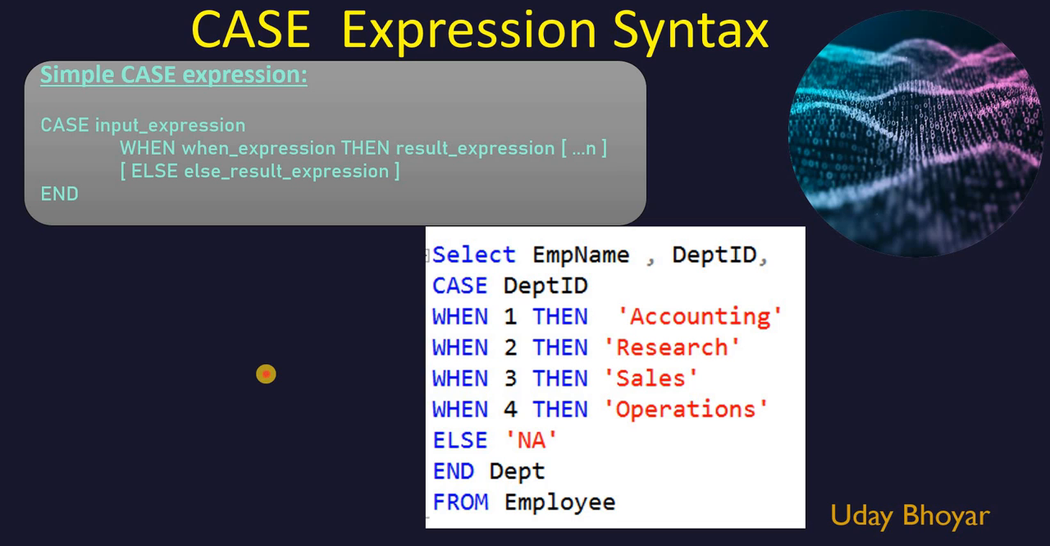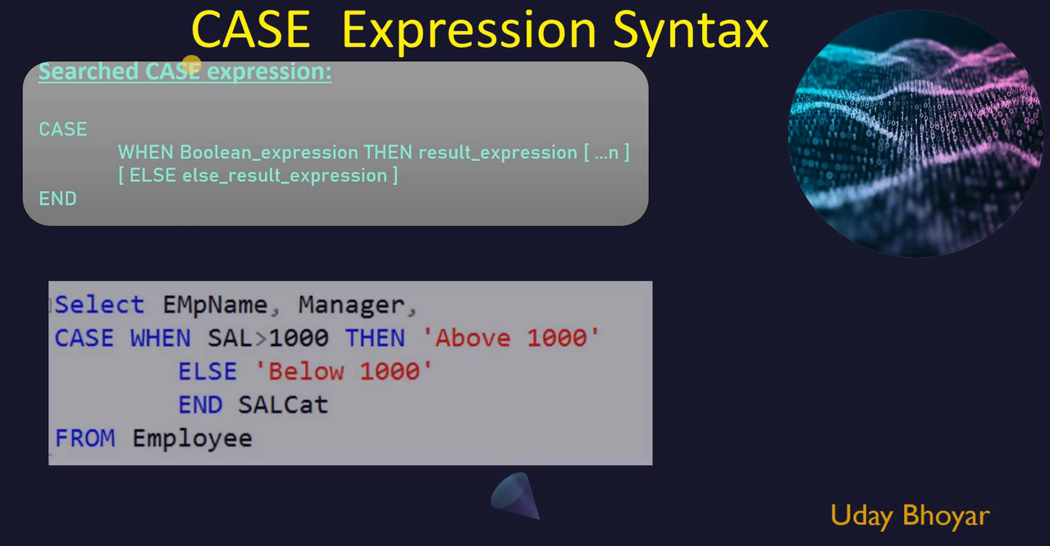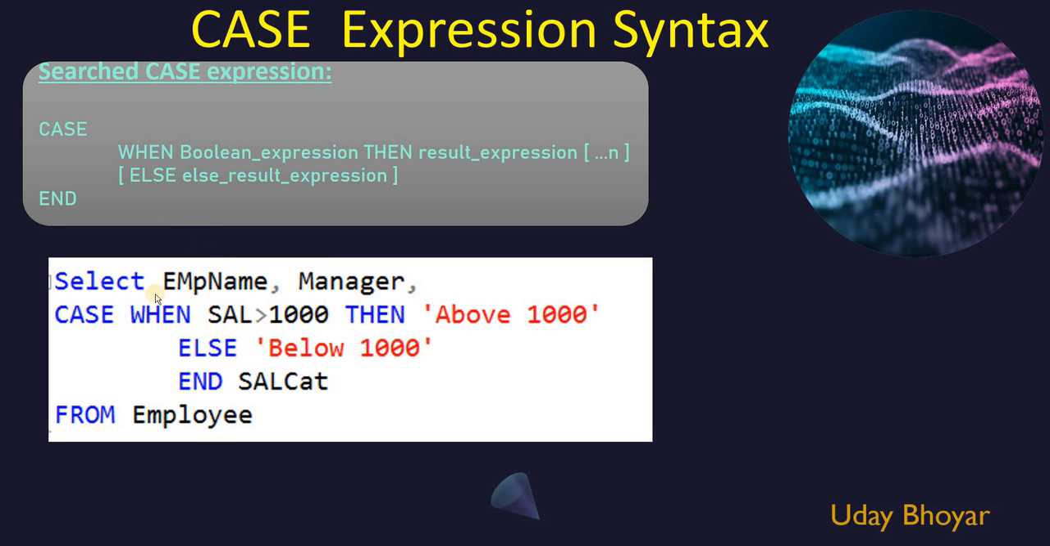Coming to the searched case expression, the searched case form is more flexible because it allows you to specify predicates or logical expressions. Here we can see the Boolean expression being provided in the when expression. The first true when expression retrieves the data from the then result expression, and it goes the same as the simple case expression. If none of the when expressions is true, the case expression will pull out the result from the else expression. If there is no else clause provided, the expression returns a null value.